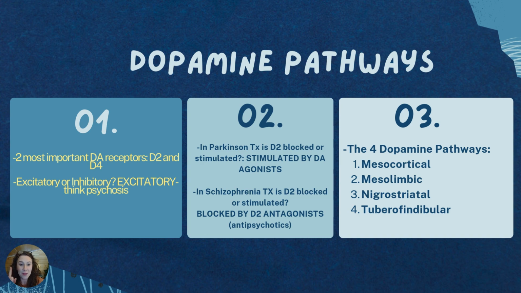So think Parkinson's again. In Parkinson's treatment, if we're giving a medication for Parkinson's, we are going to be blocking or stimulating D2. If you think about it, in Parkinson's, what's our main symptom? Movement issues. When we have movement issues, that means we do not have enough dopamine. So I need you to remember that. Movement issues equals not enough dopamine. So in Parkinson's treatment, we're trying to fix that. We are trying to make those movements settle down.